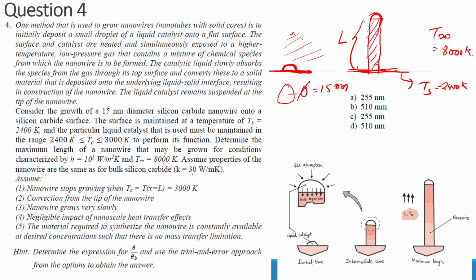So the nanowire stops growing when the temperature at x equal to L is 3000 Kelvin. So over here you can just write that the temperature at the tip, at x equal to L, is 3000 Kelvin. Then yes, these are some general assumptions. So yes, we have been asked to find the maximum length.